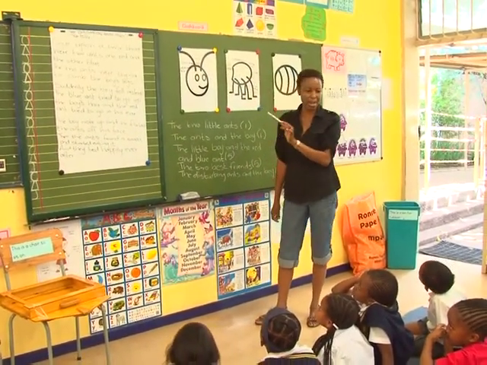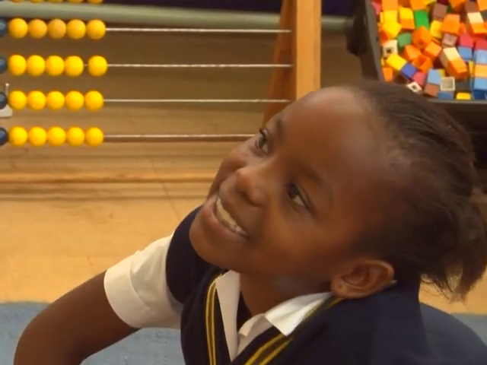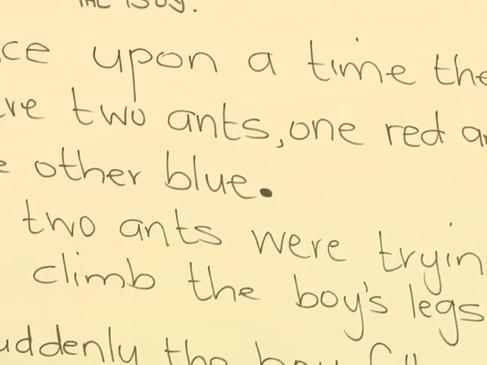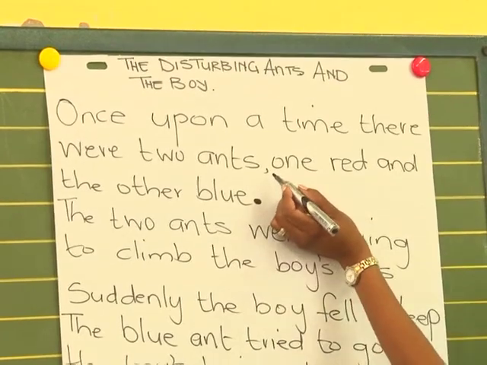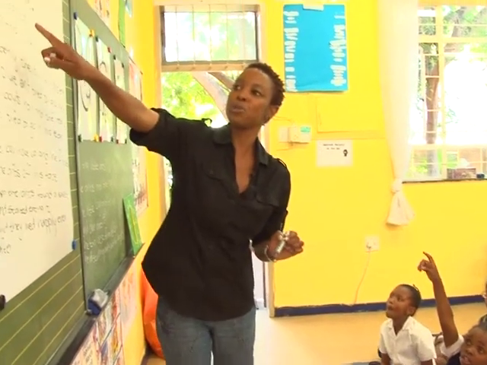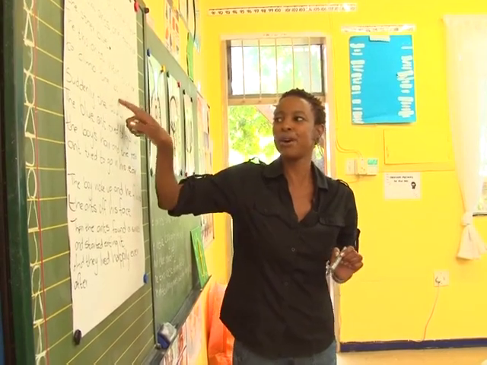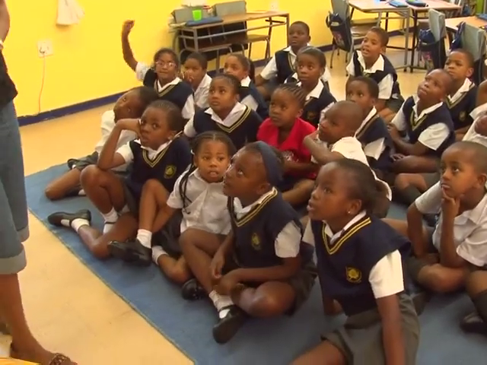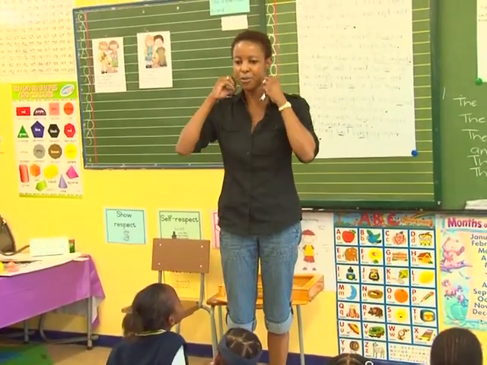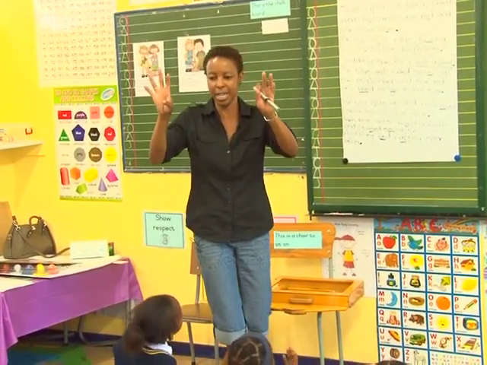Is that sentence correct? What is missing there? The sentence is missing a full stop. A full stop, but we started it right with a capital letter at the beginning, and there's a comma here. What does the comma tell us? Slow down. The 2 ants were trying to climb, someone said a word, the boy's legs. You climb up. Climb is an action word. You use your legs, and then you flick something. You use your fingers. There's action involved in your flicking.